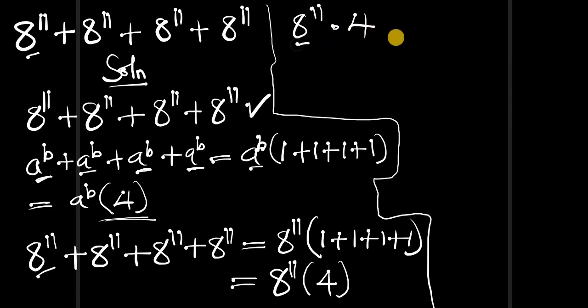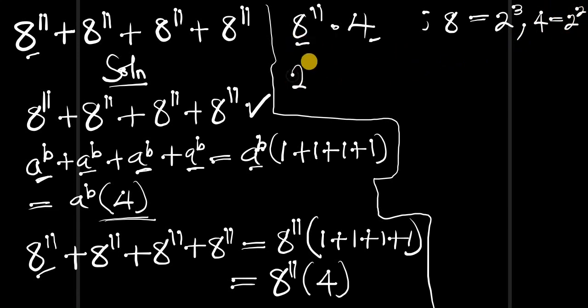This is 8 and this is 4. We can make these bases similar, so we can make them identical. That means instead of 8, we can use 2 to the power of 3, and instead of 4, we can use 2 to the power of 2. That means this 8 here, we are replacing it with 2 to the power of 3, all to the power of 11, times, instead of 4 here, 2 to the power of 2.